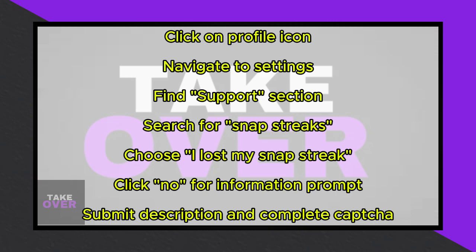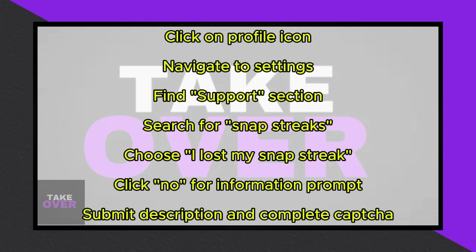Once you're in the settings menu, scroll down until you find the Support section. Click on I Need Help to proceed. In the search bar, type Snapstreaks and select the relevant option from the search results. Next, choose the option "I lost my Snap streak. How do I restore it?" and follow the prompts provided.